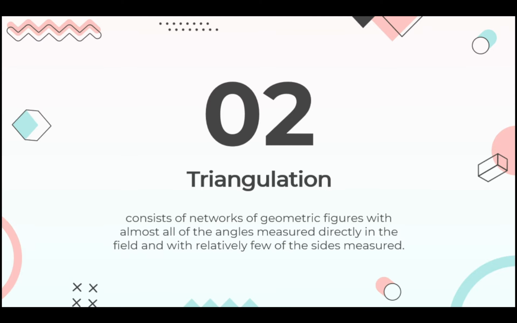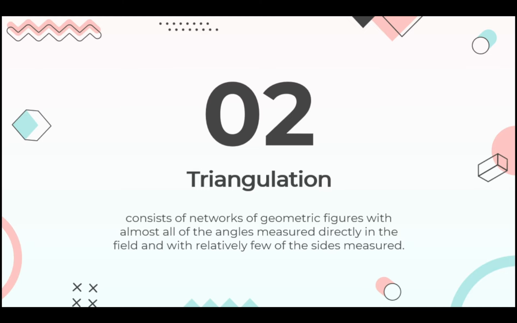So in this type, it consists of networks of geometric figures with almost all of the angles measured directly in the field, and with relatively few of the sides measured. When a large area is to be surveyed, and where the methods of traversing would not be expected to maintain a uniform high accuracy over the entire area, then triangulation takes place.